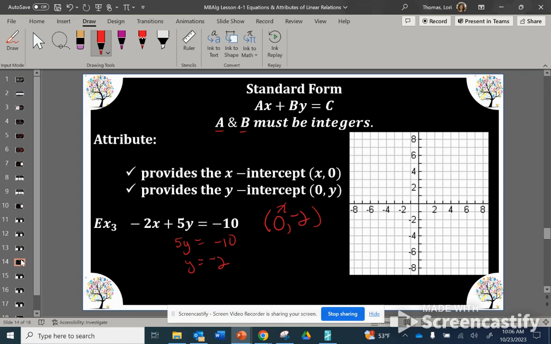So we can plot 0, negative 2. So this is our y-intercept. That's when x is 0. And now I'm going to find the x-intercept by plugging in 0 for y. So when I plug in 0 for y right here, 5 times 0 is 0. So I have negative 2x equals negative 10. I divide by negative 2, and my x value is 5. So 5, 0, and all I need is 2 points to create a line.